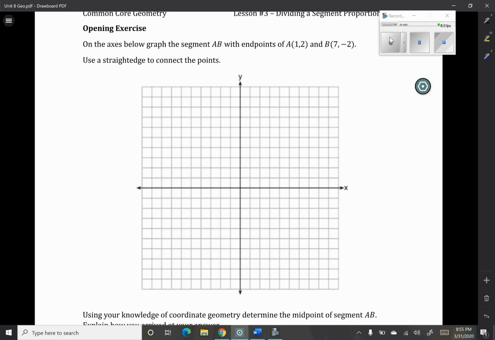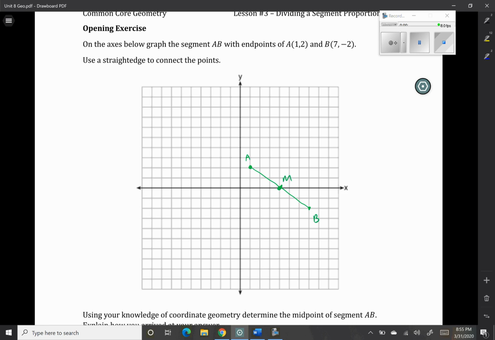If you graph the point (1, 2), you're here, it's point A, and the point (7, -2), you're here, that's point B. If you use your straight edge here, you're going to wind up seeing a line that looks something like this. Now, there's a lot of different ways of finding the midpoint. You can kind of guess and check, and I'm sure some of you even did that. You guessed it was right about here, which you'd be right. I'll even label it M for midpoint.